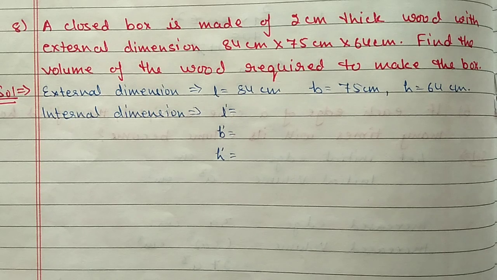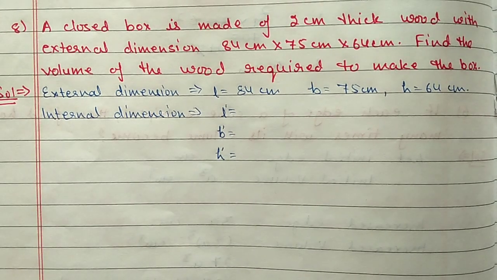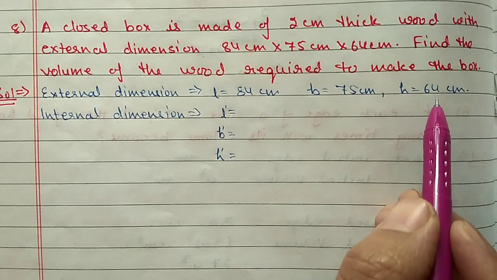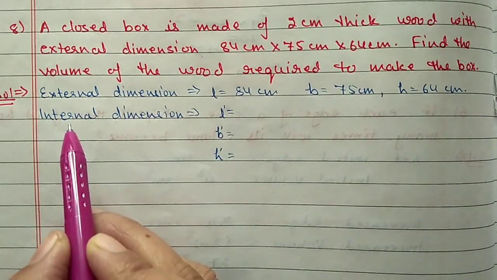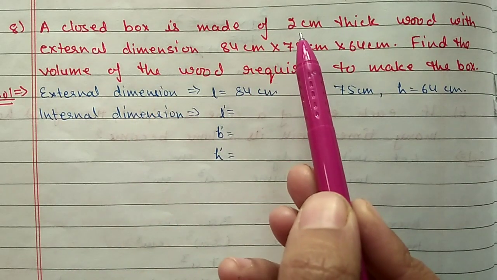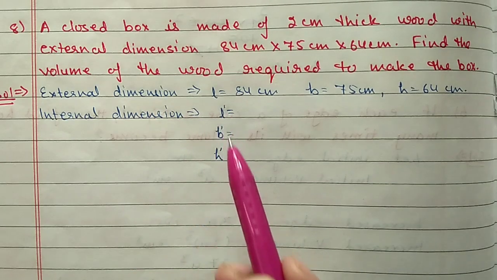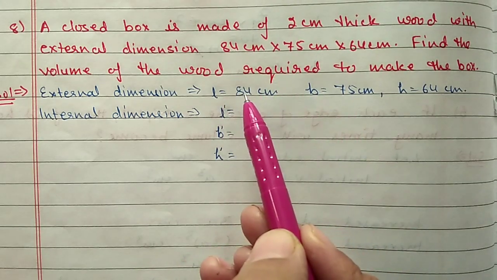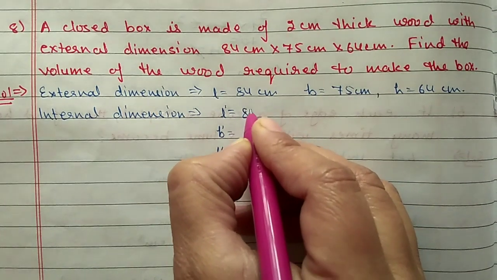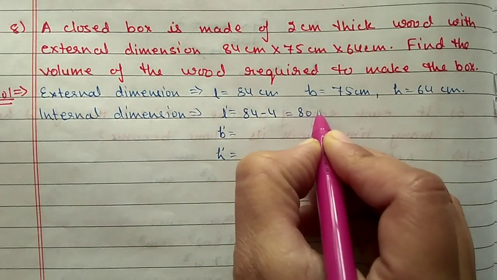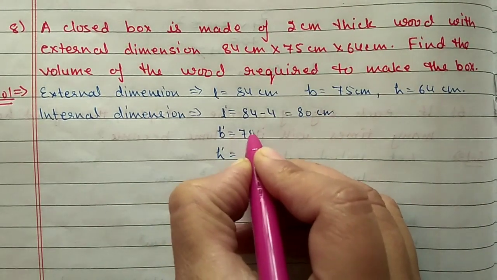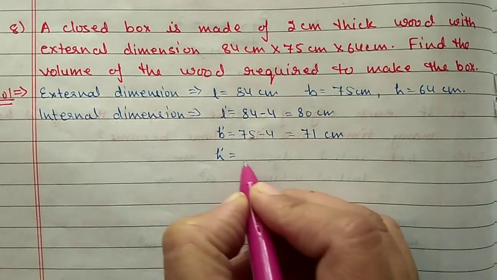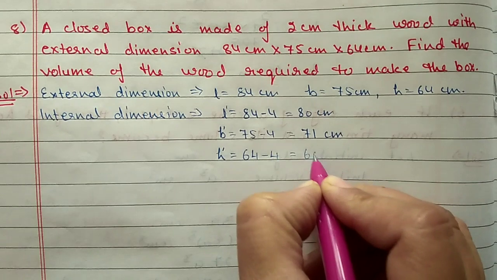Next, question number 8. A closed box is made of 2 cm thick wood with external dimensions 84 cm, 75 cm, 64 cm. Find the volume of the wood required to make the box. So external dimensions are given here for the box: 84, 75 and 64. First we will find out the internal dimensions. Because the wood is 2 cm thick, from each side of length, breadth and height we will subtract 2. So length from one side 2 and another side 2 means we have to subtract 4. So the internal dimension will be 84 minus 4, which is 80 centimeter. Similarly for breadth, 75 minus 4, 71 centimeter, and height 64 minus 4, 60 centimeter.